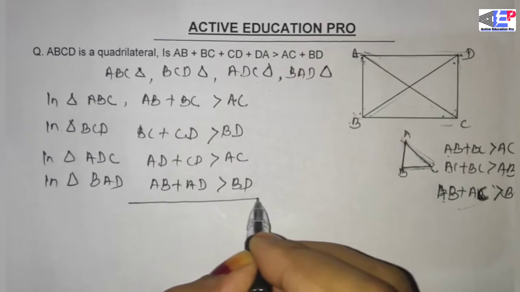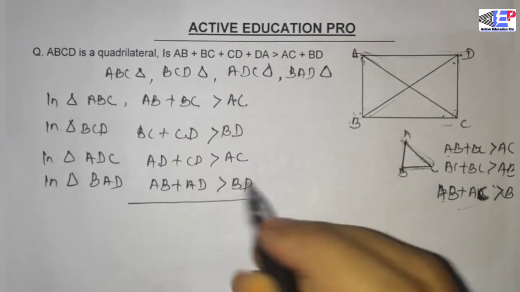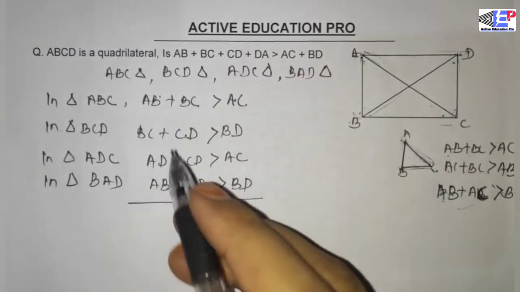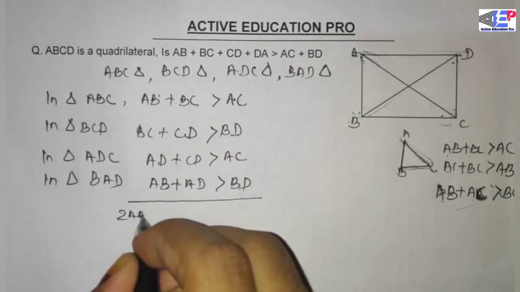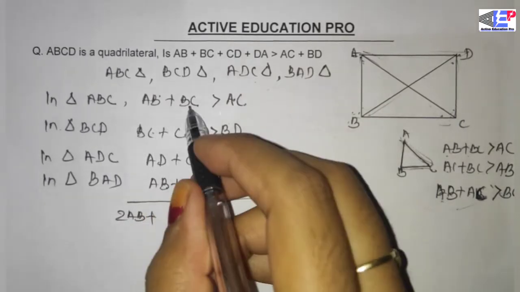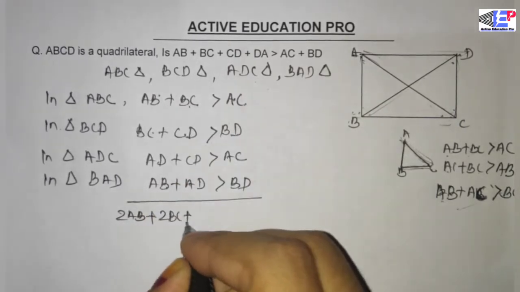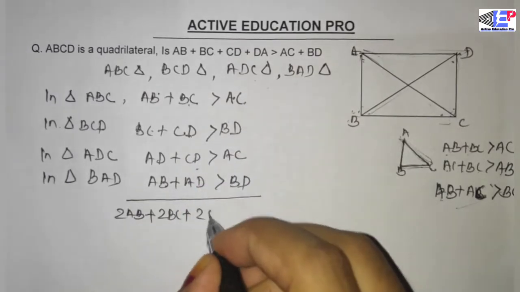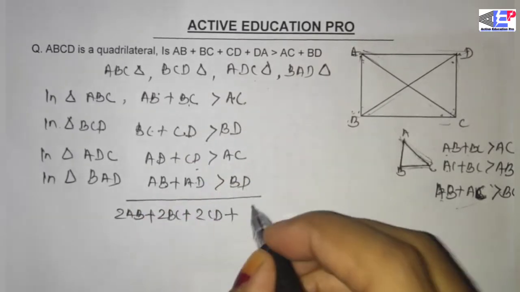Now add these four inequalities. Out of these four, you will get AB plus AB, 2AB, plus BC plus BC, 2BC, plus CD plus CD, 2CD, plus AD plus AD, 2AD.